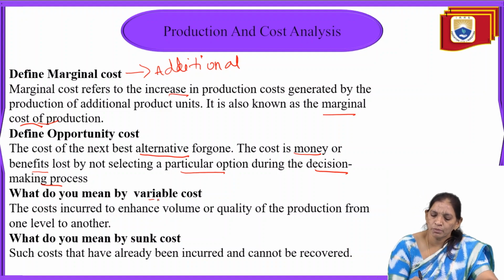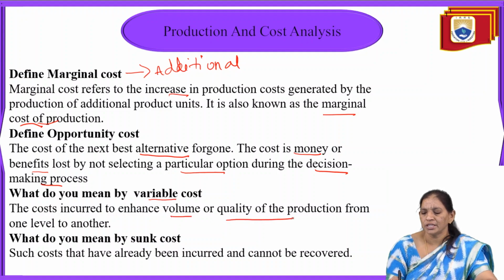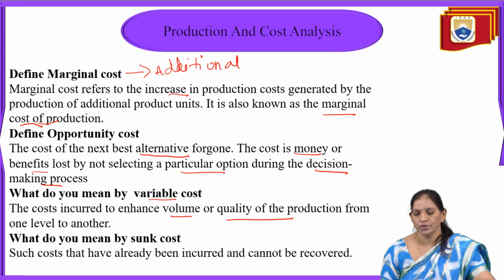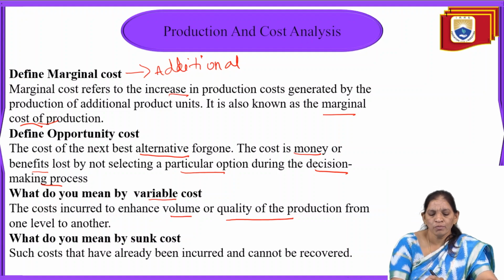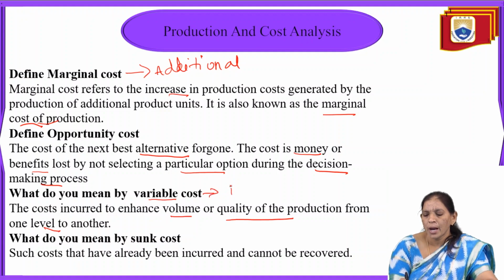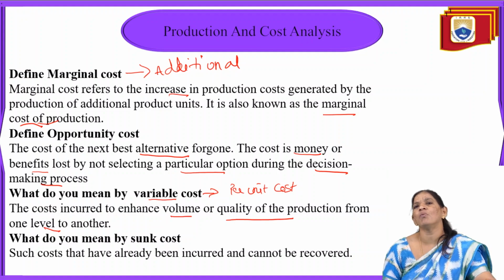What do you mean by variable cost? The cost incurred to enhance the volume or quality of production from one level to another. Variable cost is also called per unit cost. Per unit cost means the cost changes according to the volume or quality of production. We call it variable cost.